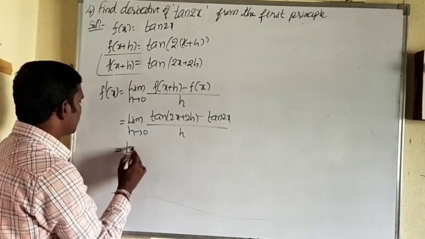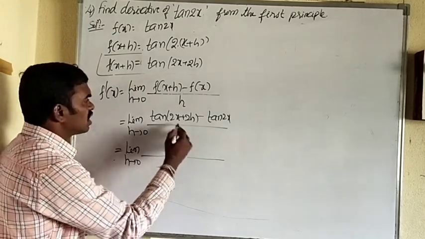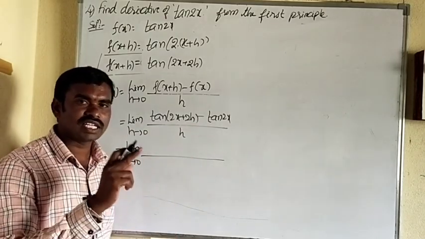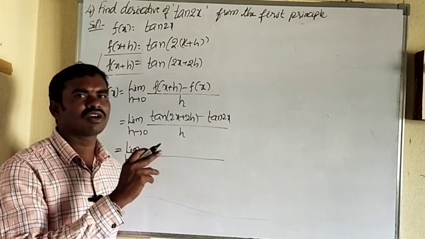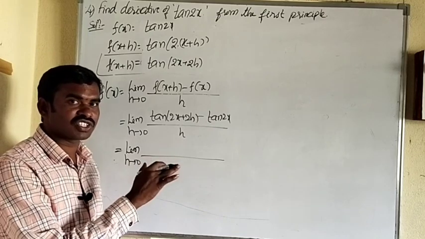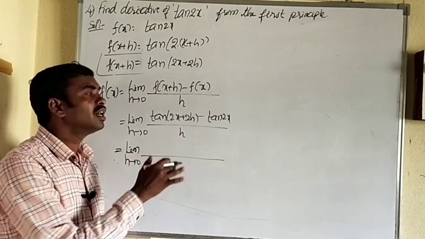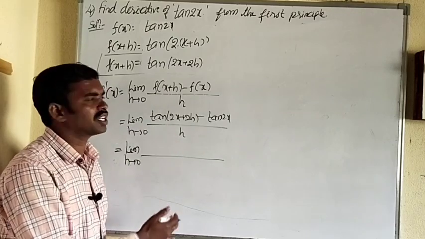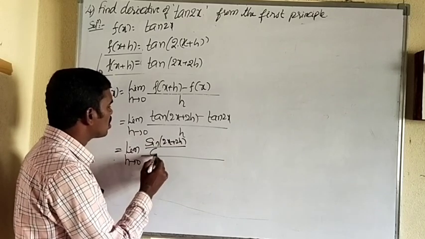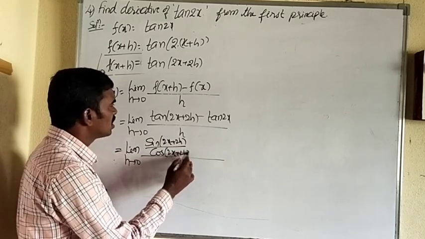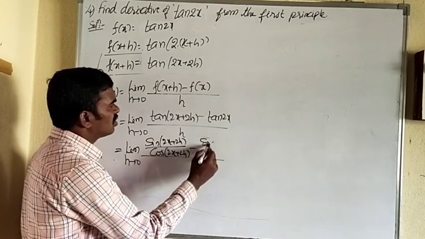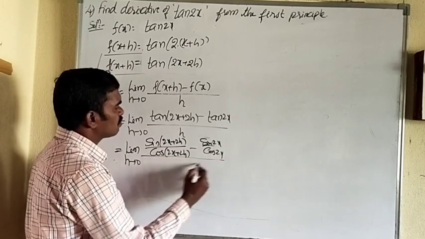So limit h tends to 0. What is meant by tan theta? We don't have a formula for tan c minus tan d. We know only sin c minus sin d, cos c minus cos d, sin c plus sin d, cos c plus cos d, 4 formulas. Then how? Just express it like in the previous question. Sec theta means 1 by cos theta. Like that, tan theta means sin theta by cos theta. So using that formula, we get sin of 2x plus 2h by cos of 2x plus 2h minus sin 2x by cos 2x, all by h.